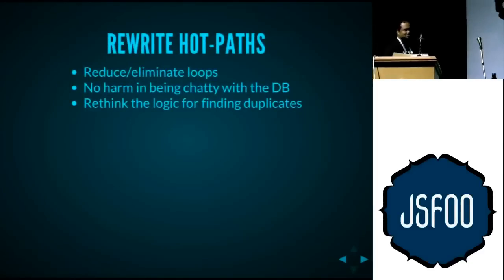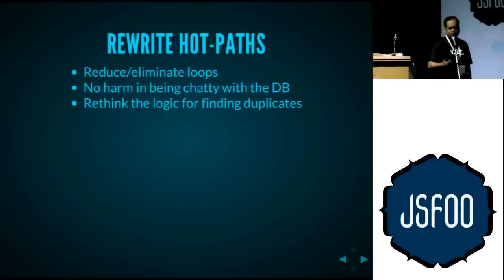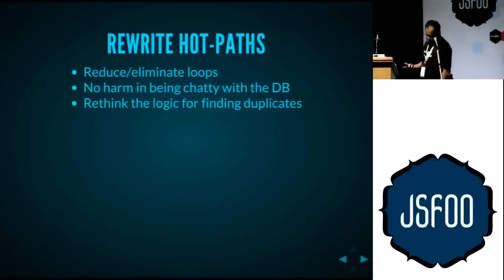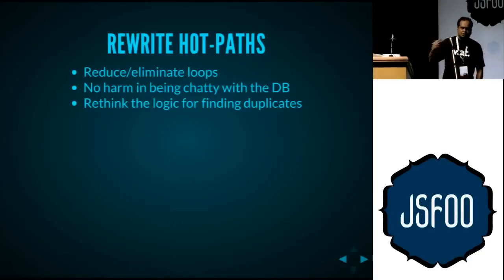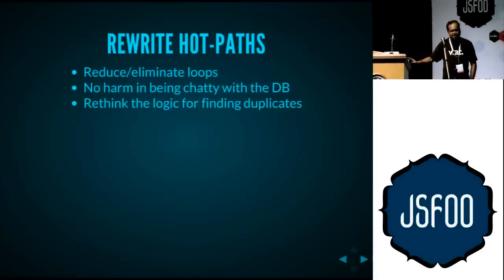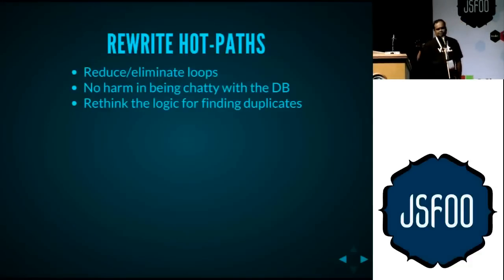So obviously, my first step was to rewrite all the hot code paths. I had to reduce or eliminate, if possible, all the loops that were there. One of my mentors taught me about this. He told me that I'm too old school in the way I use the database, in the sense that I try to avoid talking to the database because it's going over the network and that's considered expensive and so on. He said, no, forget about that. Be chatty with the database if you have to, rather than keeping data inside memory and looping over it, which you think will be faster. It's just better to go to the database and ask for that data again. There is no harm in doing that. That was a revelation to me, and it turns out it was very good advice.